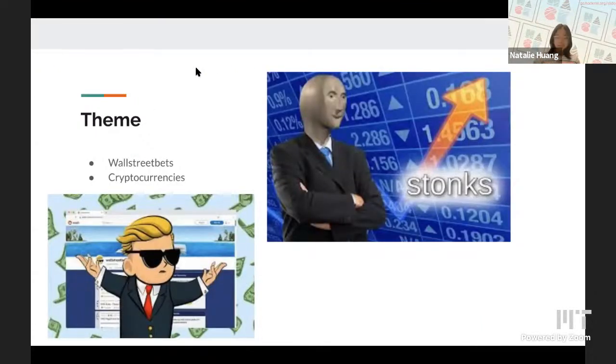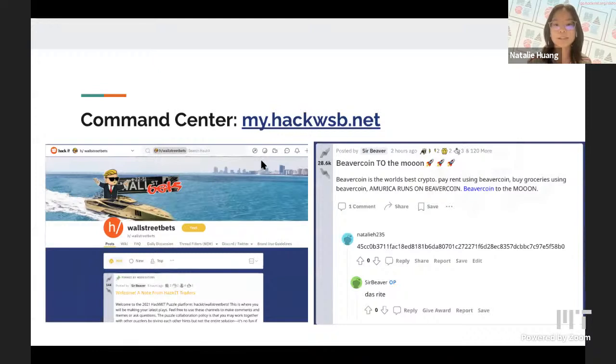If you haven't noticed already, the theme this year for our puzzle was Wall Street Bets, stonks, and cryptocurrency related stuff. Because of that, our command center or main puzzle base was our fake version of Wall Street Bets. You can access it here, my.hackwallstreetbets. We took a bunch of Reddit source code and recreated it here. You can scroll down on the page and you'll see a bunch of fake Reddit posts, and each post corresponds to one of the 5 puzzles.